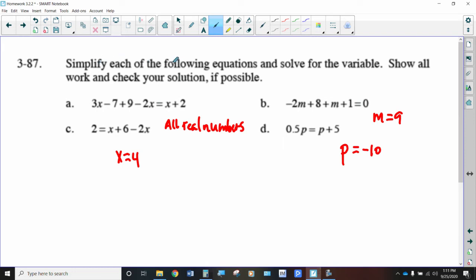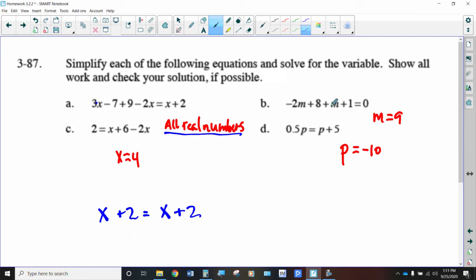Simplify each of the following equations and solve for the variable. All right, so 3x minus 7 plus 9 minus 2x simplifies down to, what is it? 3x and -2x gives you 1x, and then -7 plus 9 gives you 2. So x plus 2 is equal to x plus 2. Well, they're the same expression, which means any number you plug in is going to work. So there are an infinite number of solutions that would work there.